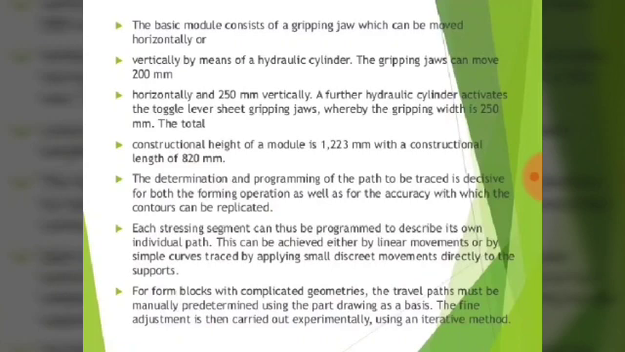A further hydraulic cylinder activates the toggle lever sheet gripping jaws, whereby the gripping width is 250 mm. The total constructional height of a module is 1223 mm with a constructional length of 820 mm.